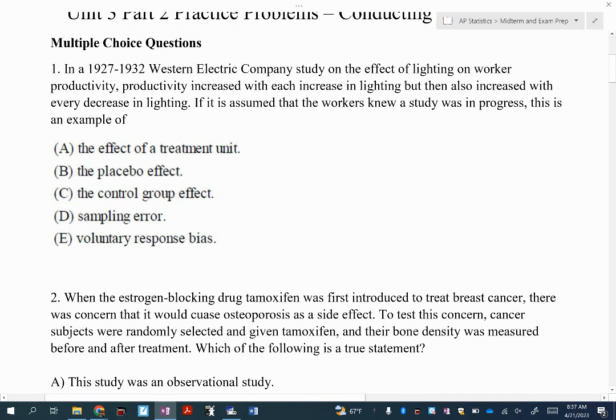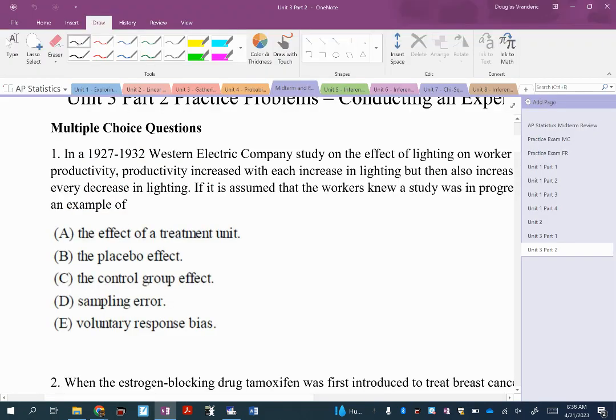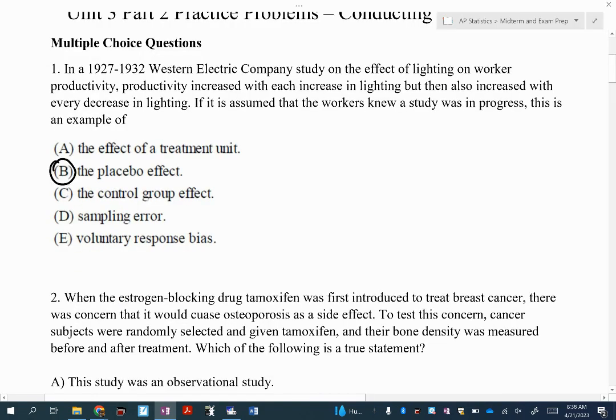So we have Western Electric Company is studying the effect of lighting on worker productivity. They noticed productivity increased with each increase in lighting, but then also increased with a decrease in lighting. If it is assumed that the workers knew a study was in progress, what is this an example of? It is the placebo effect. Well done, right? The idea with the placebo effect is they think they're getting medicine. Obviously, in this case, they're not getting medicine, right? They think that they should work better because they're being studied, right?